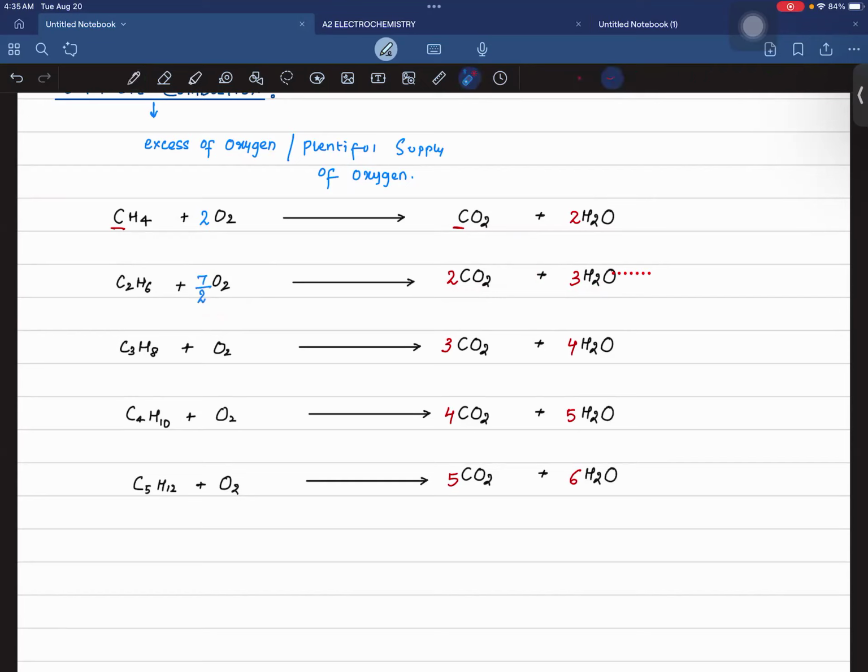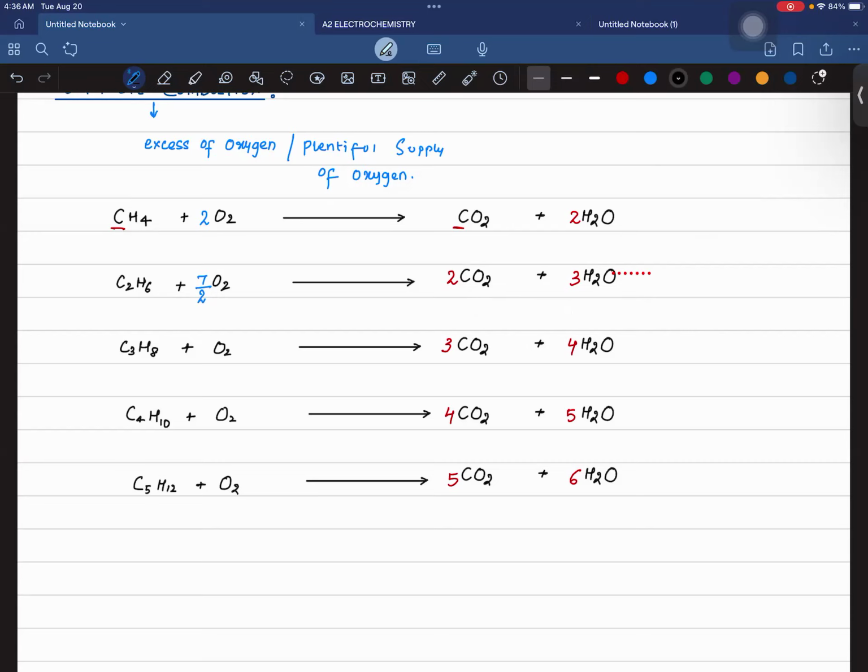7 upon 2, because the 2 would be cancelled, so the remaining is 7. 7 means 2 into 2, 4, plus 3 into 1 is 3. So total 7 oxygen atoms. That's why we need to have a balanced equation. We need to make it the same number. So now this is balanced.